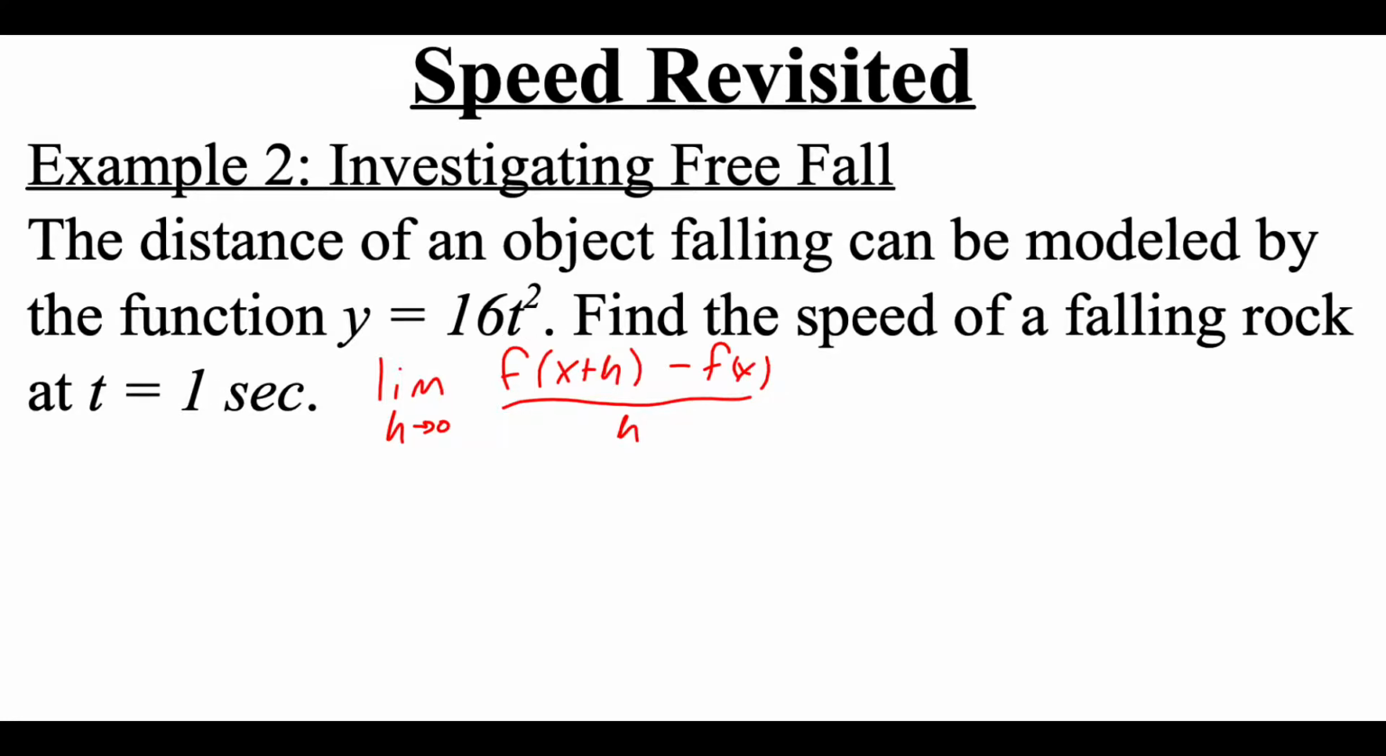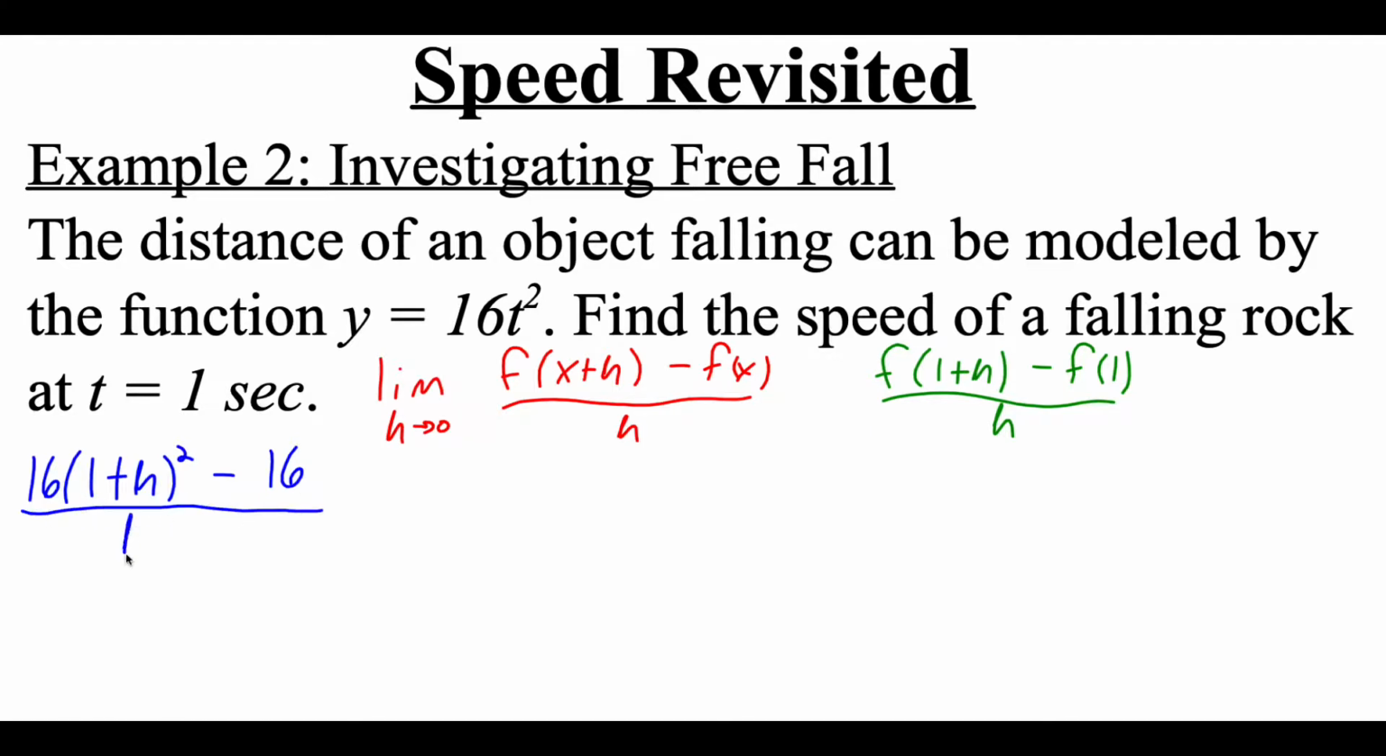We're looking at a time of 1 second, so we can write this as f of 1 plus h minus f of 1 all over h. So doing that f of 1 plus h, we're going to take 1 plus h and plug it into our function here. So that's going to say 16 times (1 plus h) squared minus f of 1, we're going to plug in 1. 1 squared is 1 times 16 is 16, and this is all over h. I'm going to look at squaring that 1 plus h, so that means we're going to multiply by another 1 plus h. So we have 16 times 1 times 1 is 1.